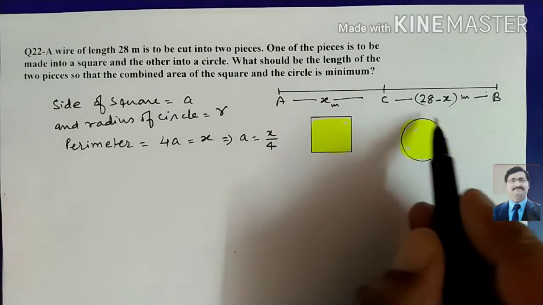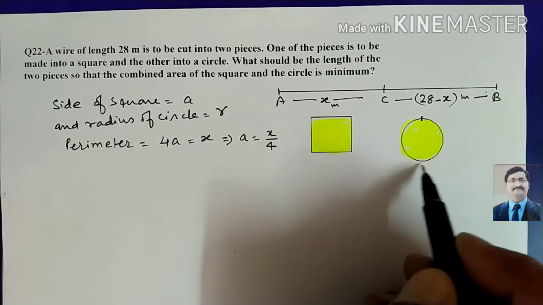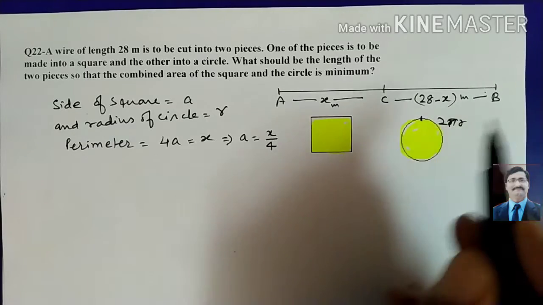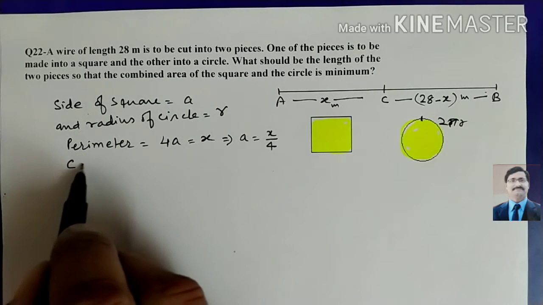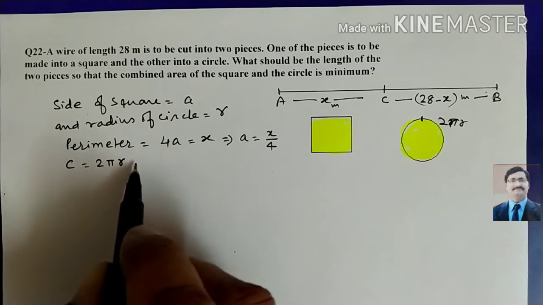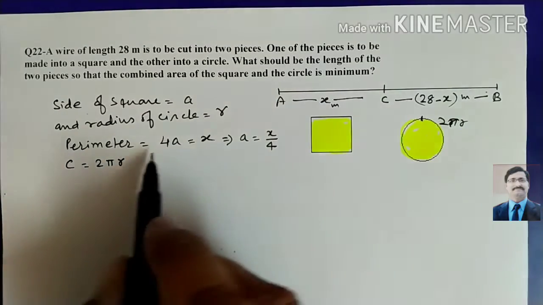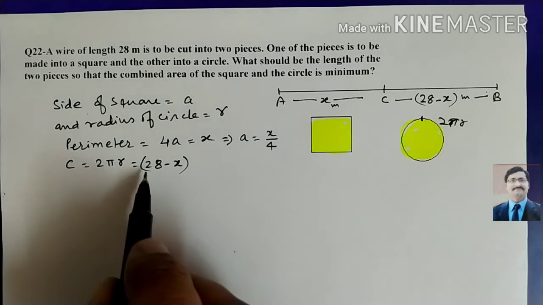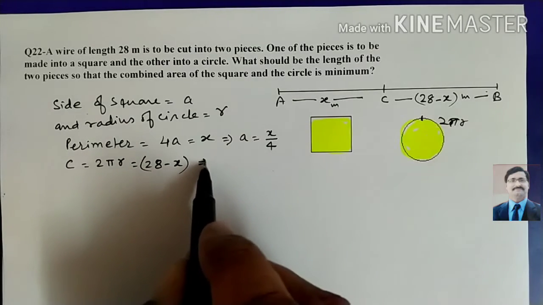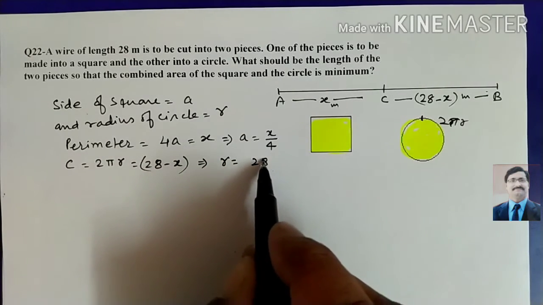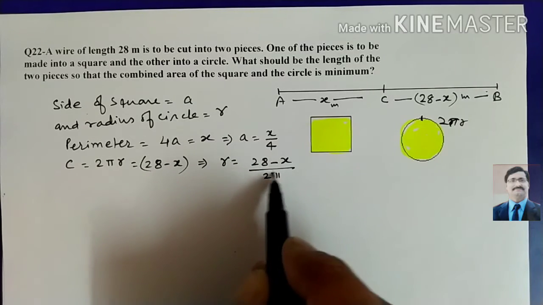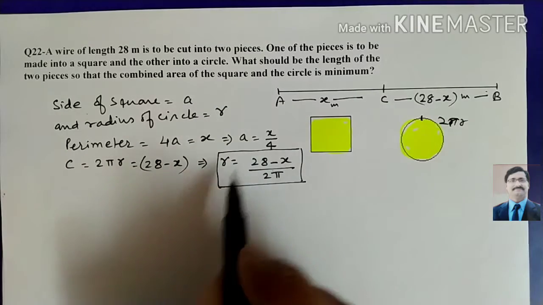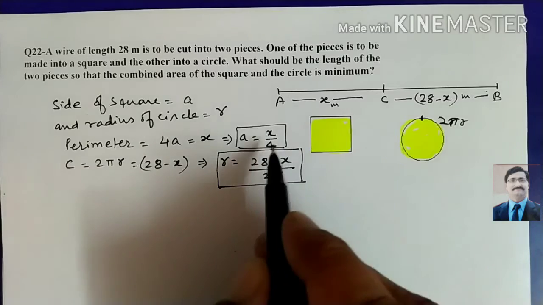Similarly, for the circle, where we use this wire as a boundary, the length of the boundary we already know is 2 pi r. So the circumference of the circle is 2 pi r, and this C means we will use here 28 minus x. This circumference is 28 minus x. From here we get r equal to 28 minus x upon 2 pi. This is the value of r. So we find the radius of the circle and the side of the square in terms of x.